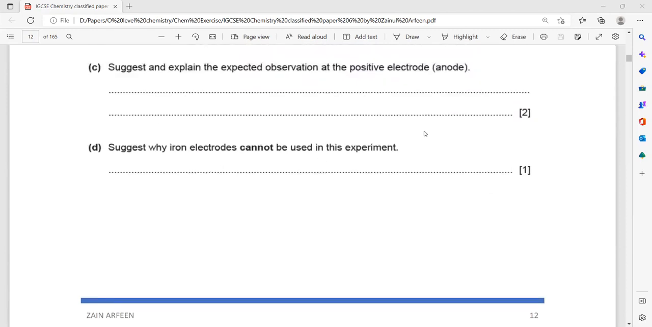Suggest why iron electrodes are not used for this experiment. Inert electrodes are needed, and iron is not an inert metal. That's why we don't use it. Iron can react.